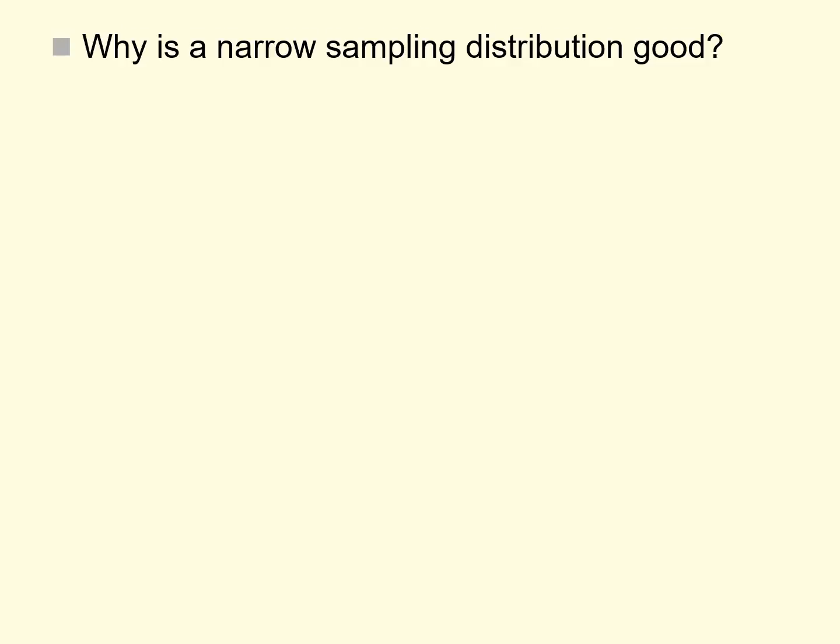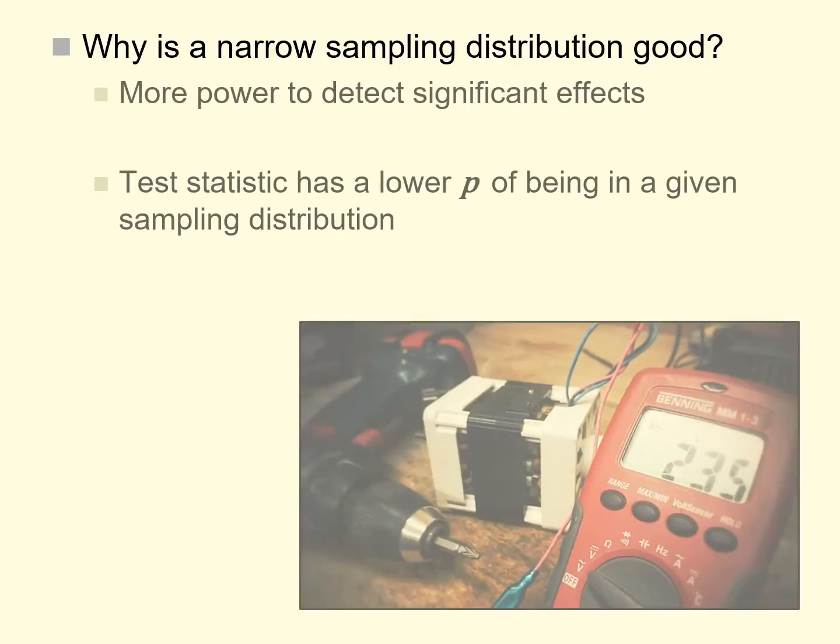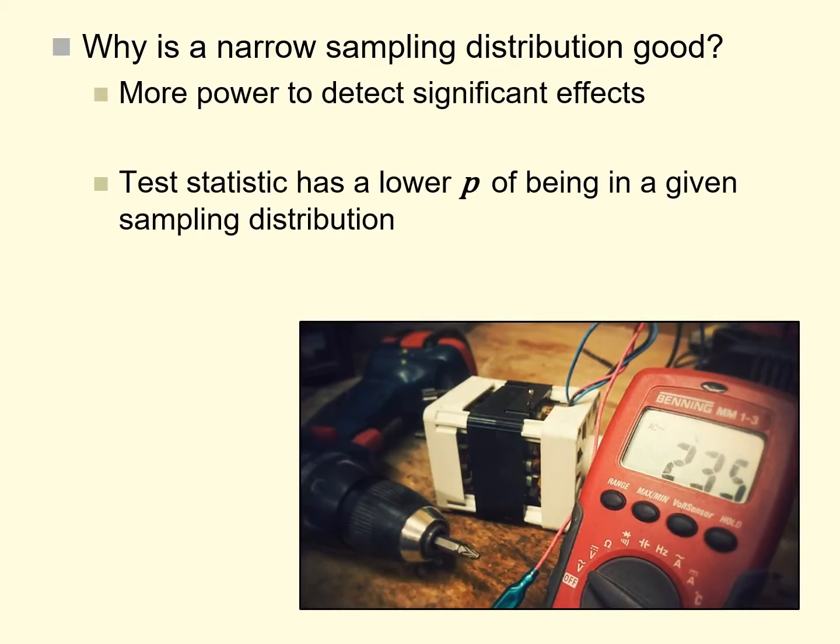You might be asking yourself, why is a narrow sampling distribution good? Well, we could probably answer that question in a couple of different ways, but perhaps the simplest way to think about it is that a narrow sampling distribution gives us more power to detect significant effects. Test statistics associated with a non-null effect, I guess is more precisely said, have a lower probability in a narrow sampling distribution than they do in a wide sampling distribution.